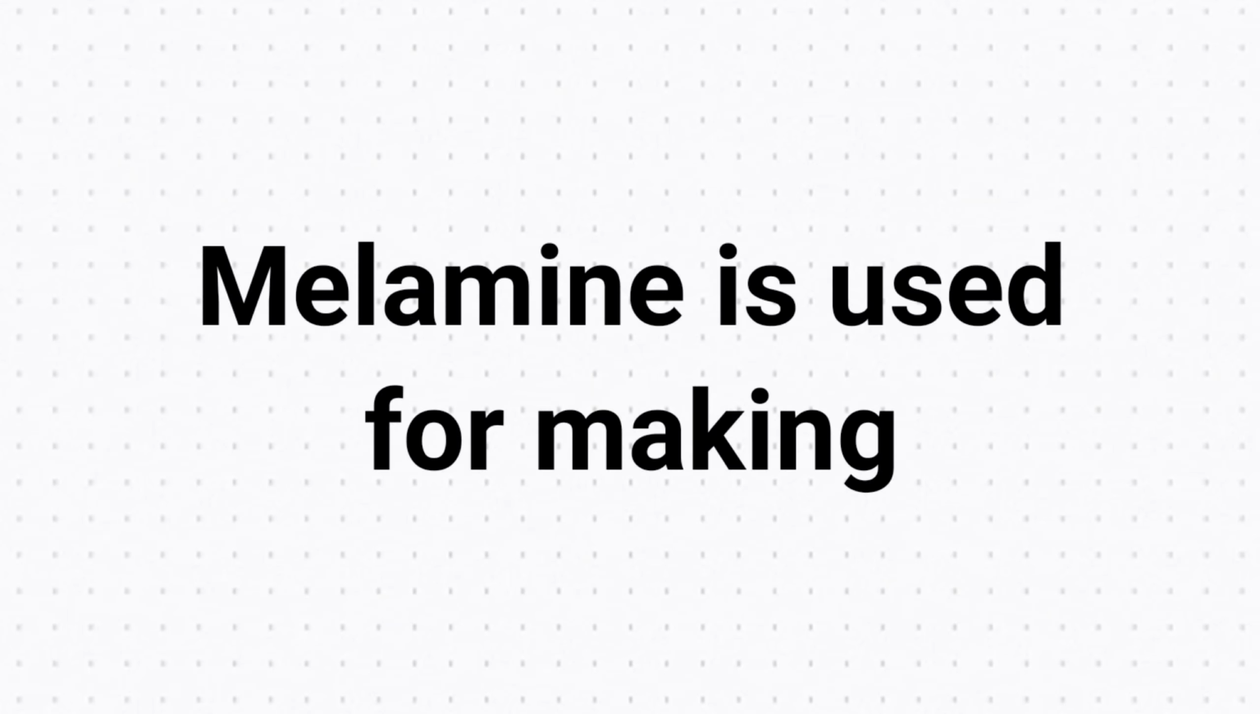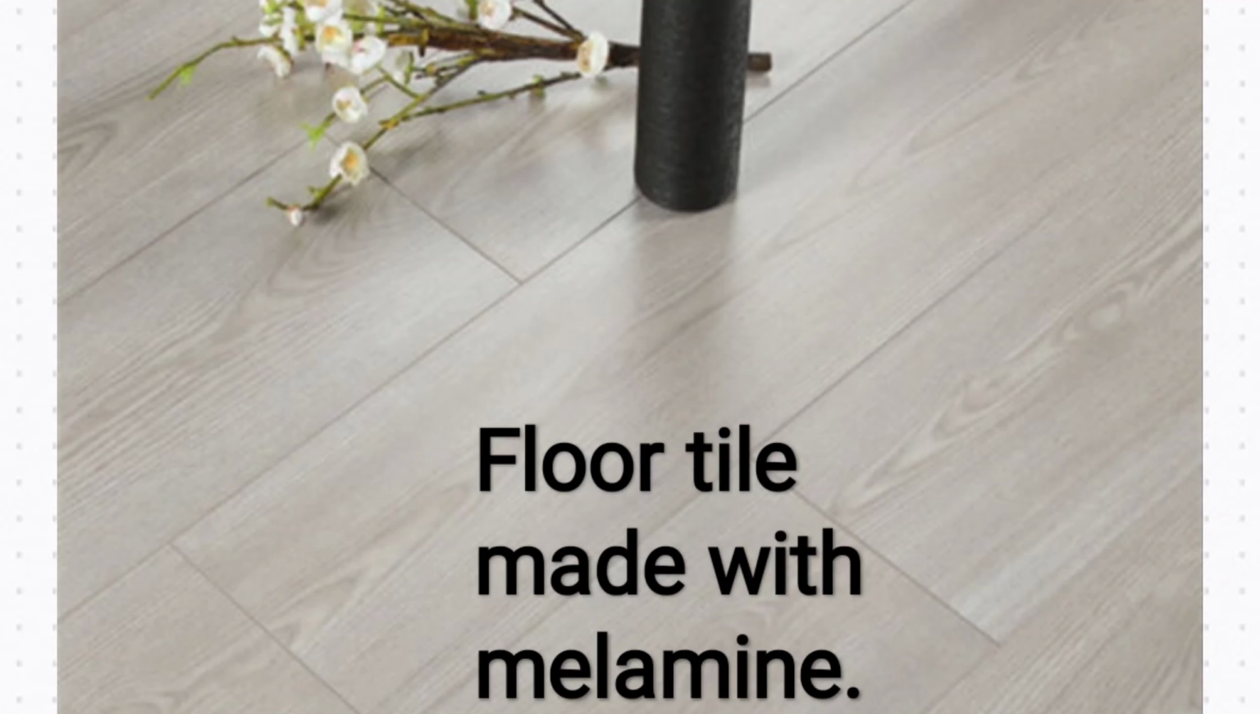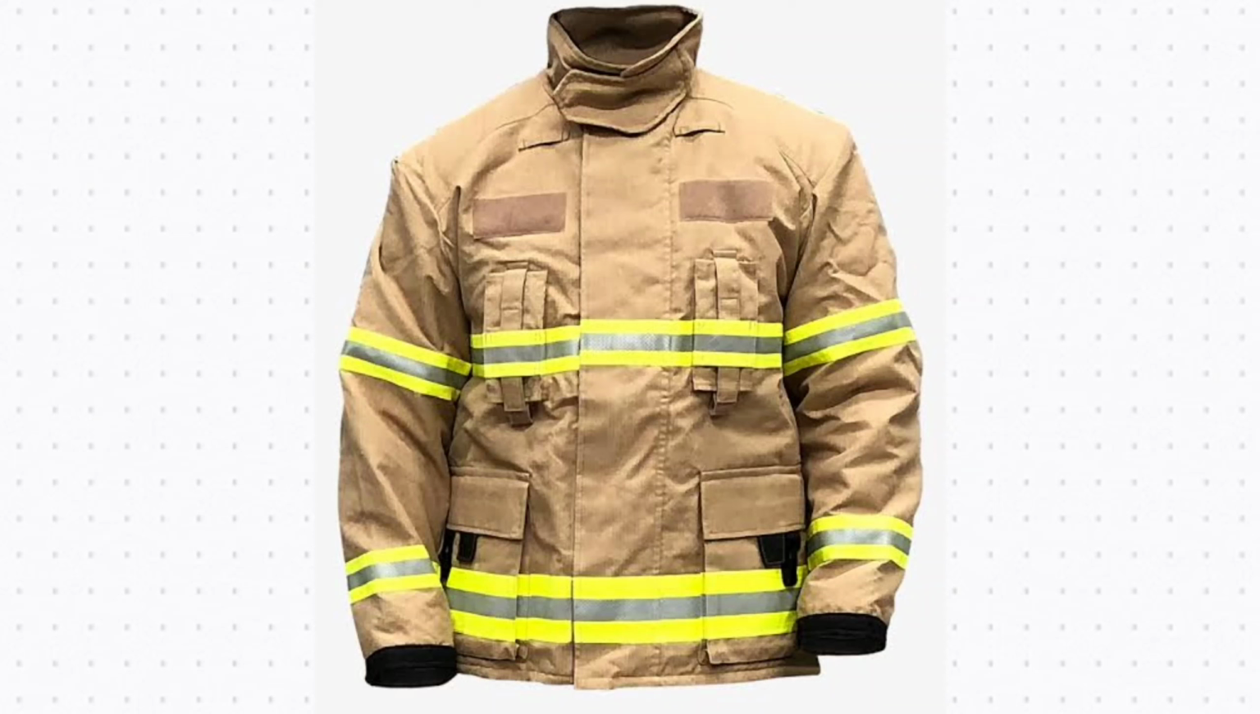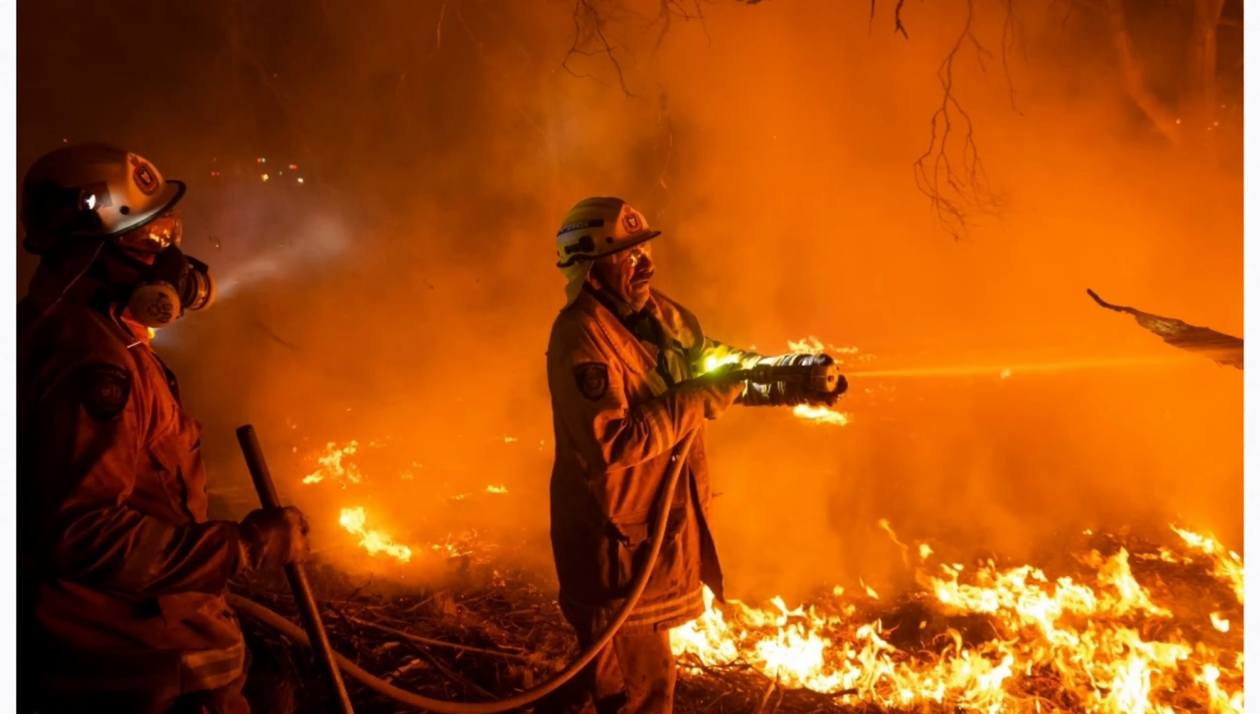Therefore, melamine is used for making floor tiles, kitchenwares and fabrics or clothes which resist fire. Can you guess who will wear clothes that resist fire? Yes, firefighters or firemen. The uniform of firefighters or firemen has a coating of melamine to make them flame resistant or fire resistant. Let's come to note.